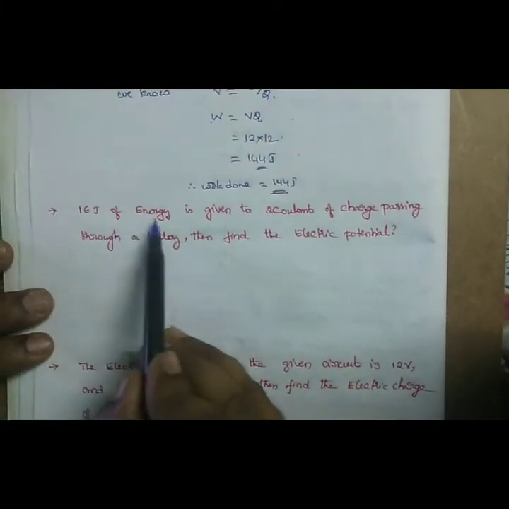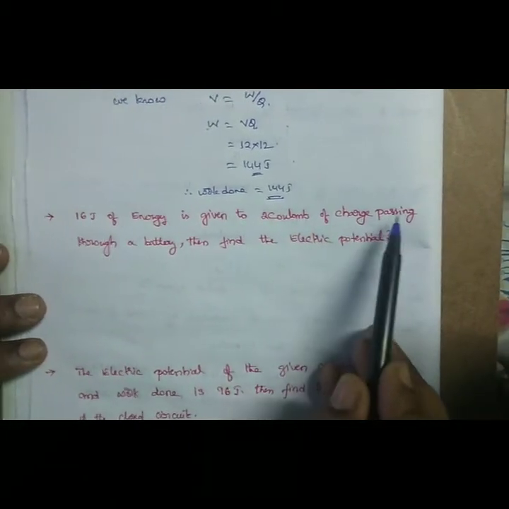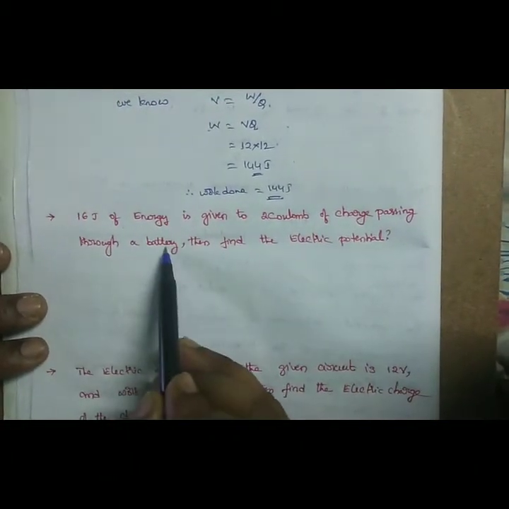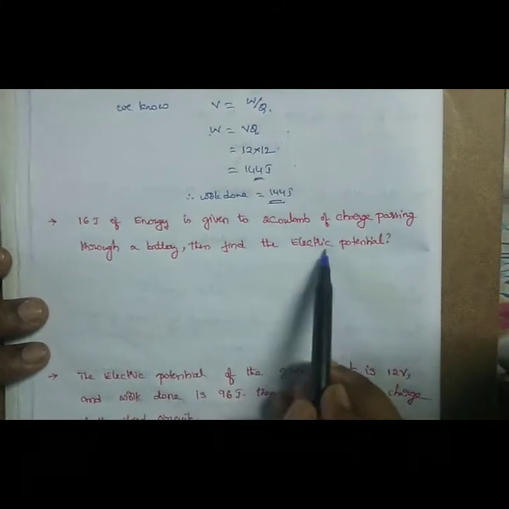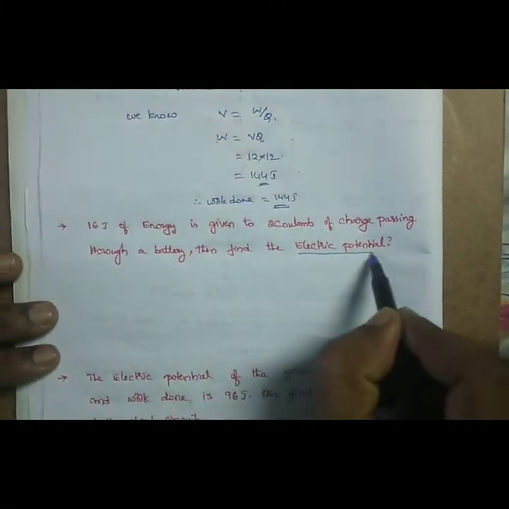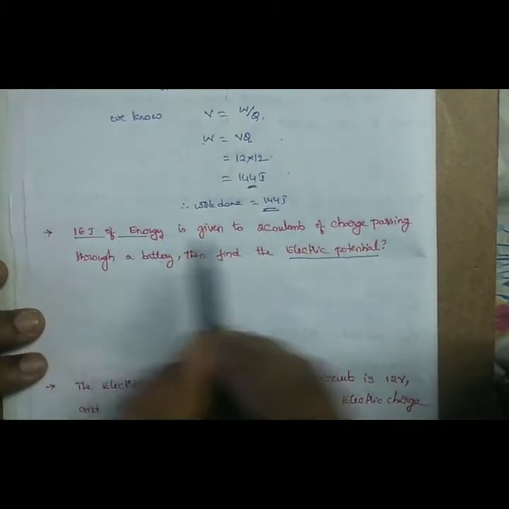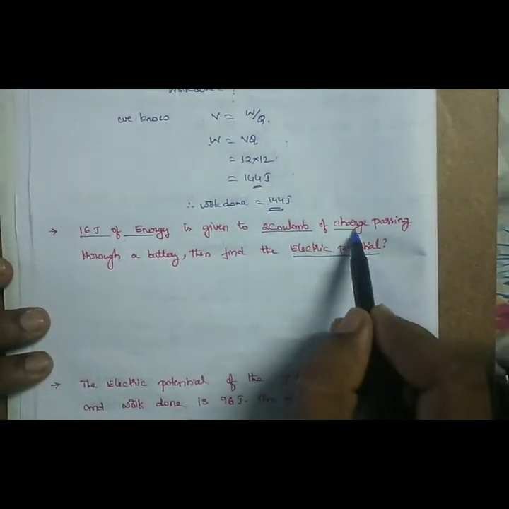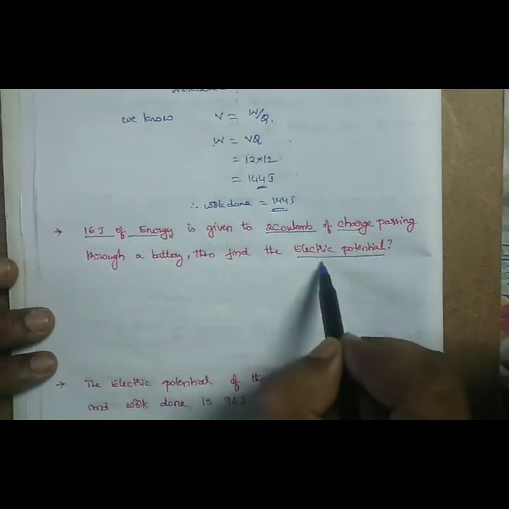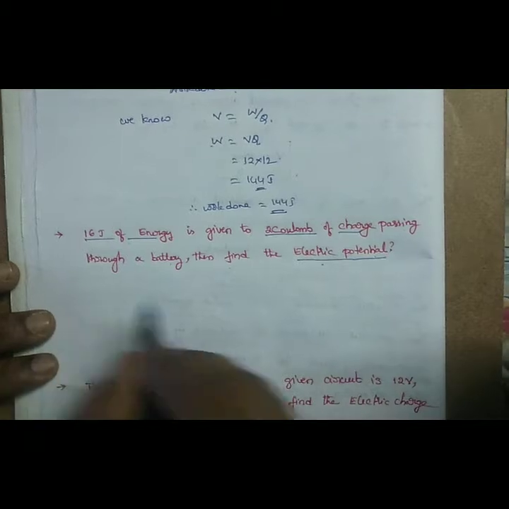16 joules of energy is given to 2 coulombs of charge passing through a battery. Then find the electric potential. So now we have to find the electric potential. What is given here? 16 joules of energy and 2 coulombs of charge. Then how do we find the electric potential here? We know the formula V is equal to W by Q.